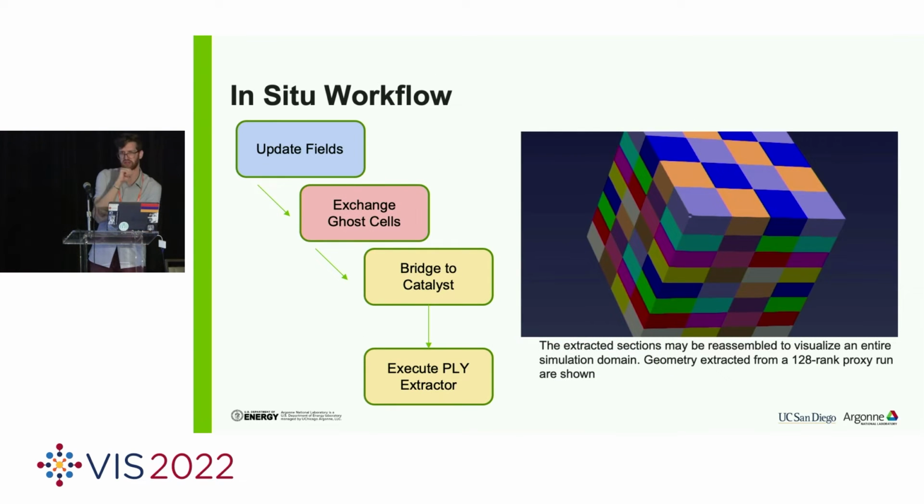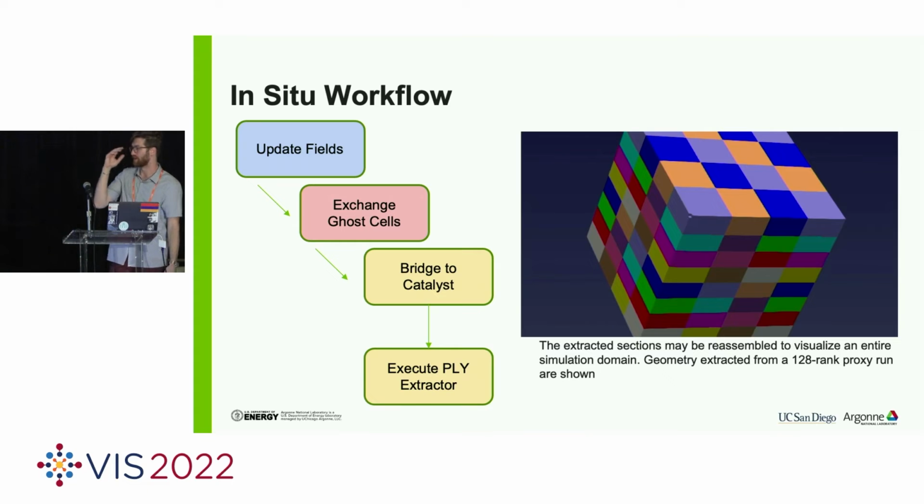So the real simulation code I'm interested in is this coupled fire atmosphere model. I don't quite have that ready to present today, but I ran a proxy to show what's going to happen. So the steps are that the simulation updates. Then you swap your cells with your neighbors, and then each one passes its current step to Catalyst, which executes the user-defined pipeline.